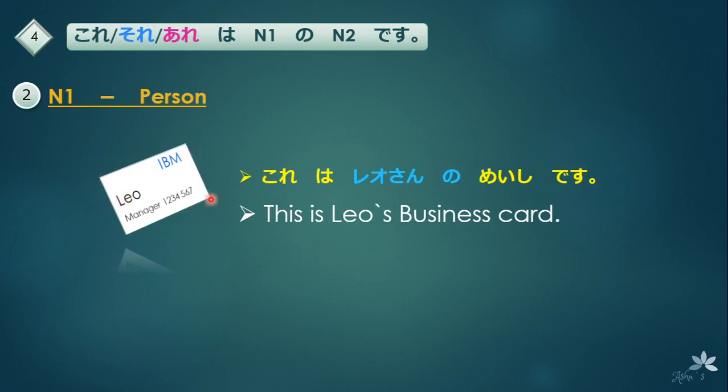Now there is a business card here and it's Leo's. So we say Kore wa Reo-san no meishi desu, which means this is Leo's business card. Reo-san no meishi. So the business card belongs to Mr. Leo.